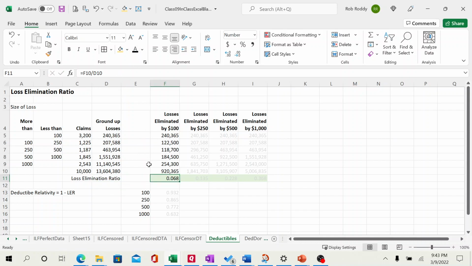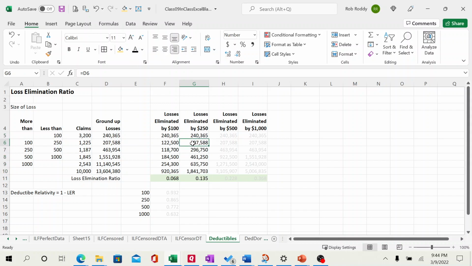Your loss elimination ratio is 0.68. So if you limit losses, if you take $100 off every loss, you eliminated 6.8% of the losses. Okay, let's do the example of 250.